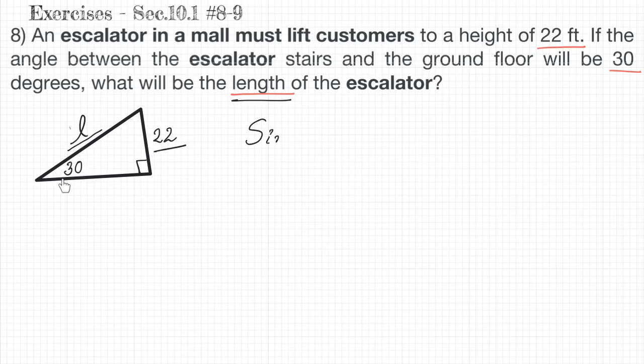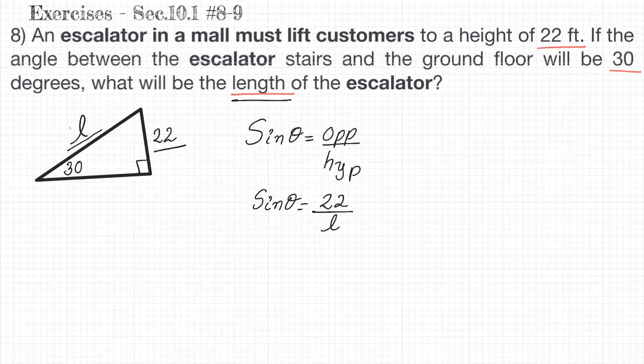So we have this triangle right here. We have the 22, and we have 30 degrees as our angle. So we have the opposite side and the hypotenuse. So what is that? That's sine of theta. With 30 degrees, sine of theta is equal to 22 over L. We're going to represent the hypotenuse as L, my length, okay?